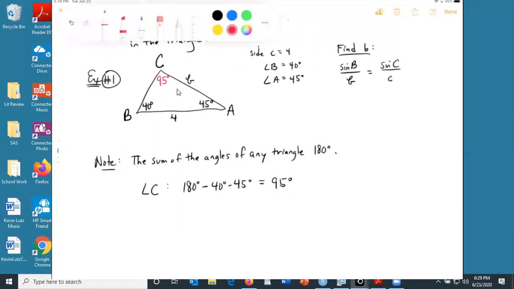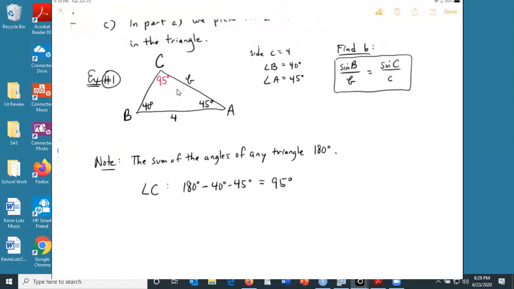Okay, so now let's go back to our formula that we're going to use. And I just want to make sure you understand this. We know angle B, we know angle C, and we know side C. So notice 3 of the 4 numbers are filled in. Therefore, we can use this to solve for side B. You have to have 3 of the 4 numbers filled in to solve this, and we have those 3 numbers.